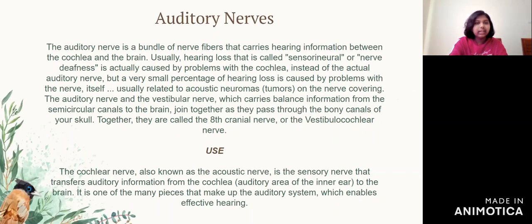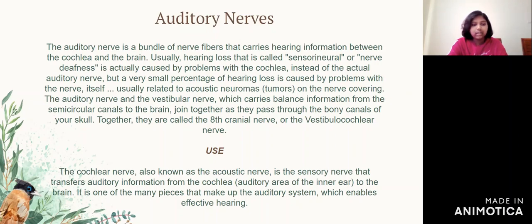Auditory nerves. The auditory nerve is a bundle of nerve fibers that carries hearing information between the cochlea and the brain. Usually hearing loss, that is called sensorineural or nerve deafness, is actually caused by problems with the cochlea instead of the actual auditory nerve. But a very small percentage of hearing loss is caused by problems with the nerve itself, usually related to acoustic neuromas, tumors on the nerve covering. The auditory nerve and the vestibular nerve, which carries balance information from the semicircular canals to the brain, join together as they pass through the bony canals of your skull. Together, they are called the eighth cranial nerve or the vestibulocochlear nerve.